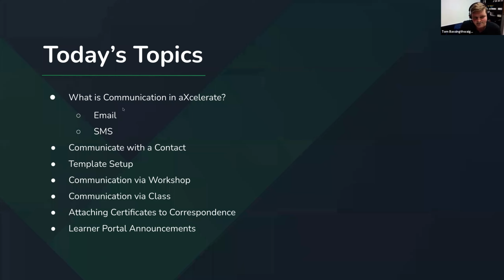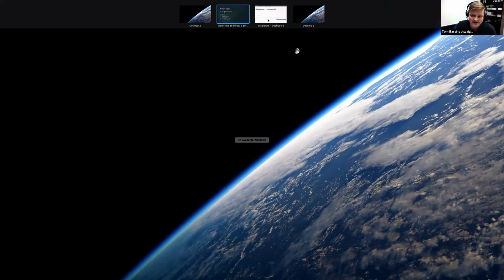Now, before I do that, I want to quickly talk about email versus SMS. So built into aXcelerate is the ability to send emails. We can do so by sending direct emails to a student or by sending templates to cohorts or groups of workshops, etc. The ability to send SMS is in aXcelerate, but you do need an SMS provider before you can start sending.